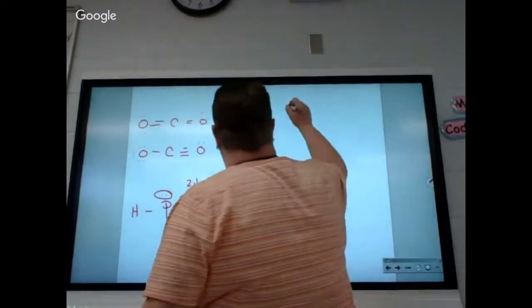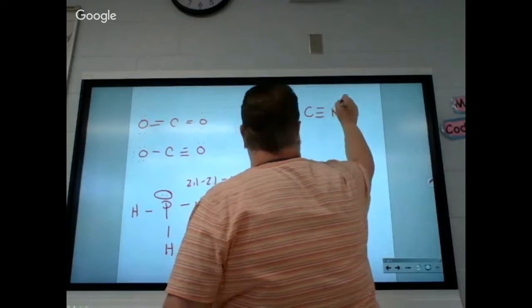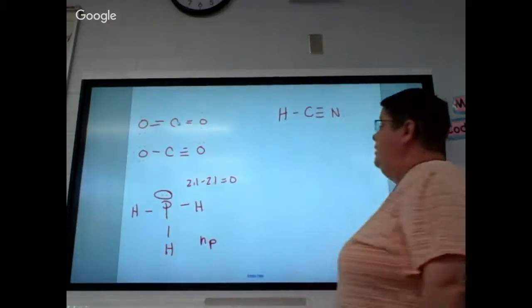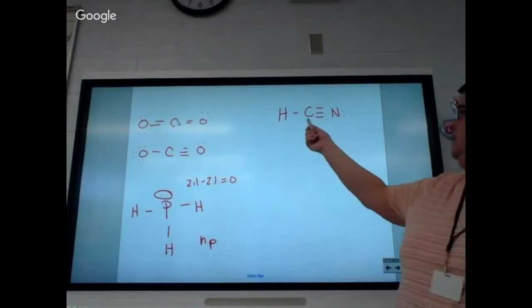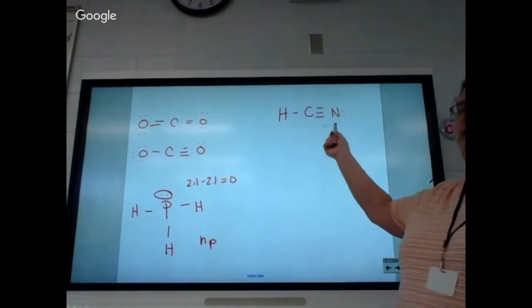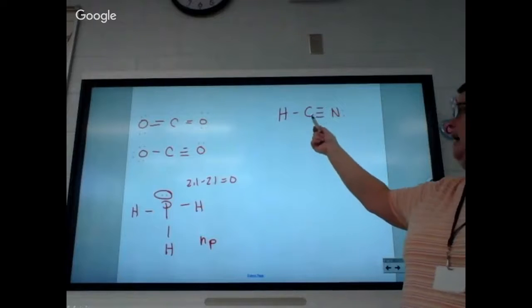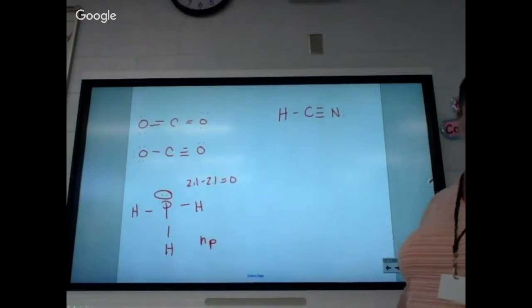HCN. HCN has a triple bond, looks like this. What's the geometry? Linear, and is it polar or non-polar? It's polar. The reason it's polar, for those of you who don't know, is this bond and this bond are not between the same two elements. The dipoles are not equal if those bonds are not between the same two elements.